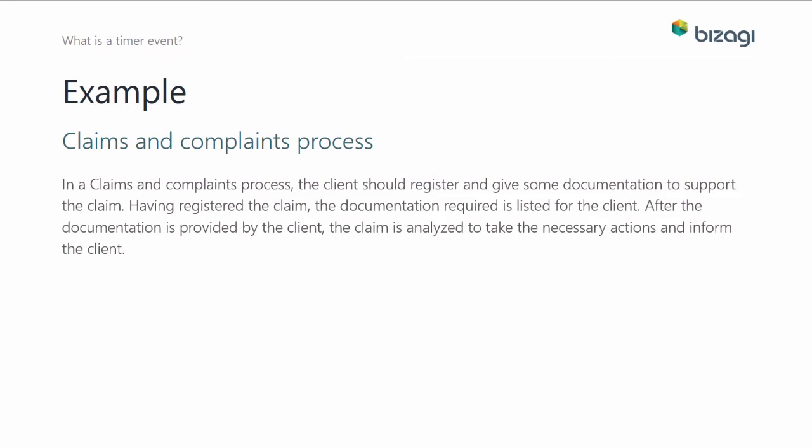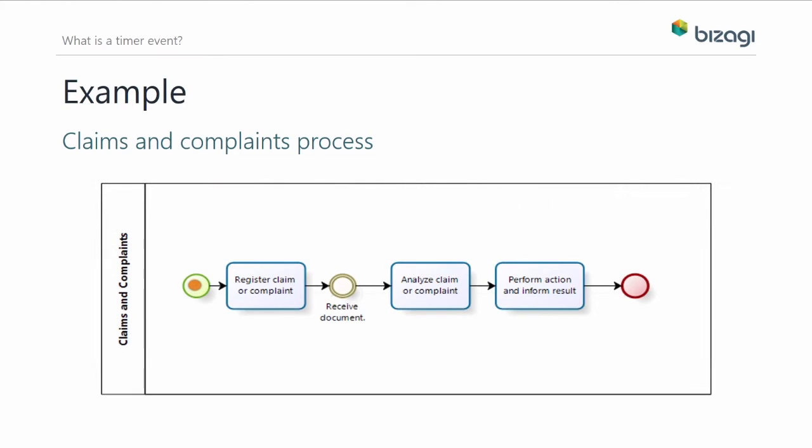After the documentation is provided by the client, the claim is analyzed to take the necessary actions and inform the client. This is represented by this diagram. Additionally, in the Analyze Claim or Complaint activity, a date on which the actions should be performed is defined. In some cases, after analyzing the claim, it is not appropriate to immediately perform the corrective actions.